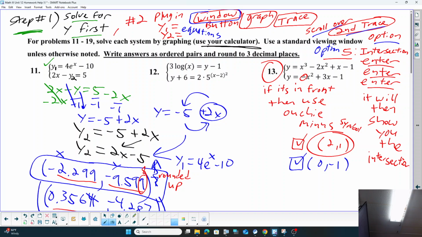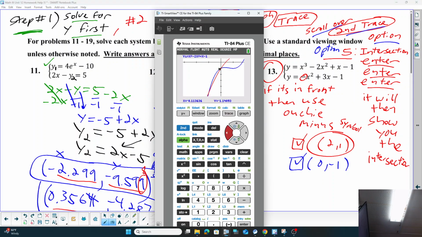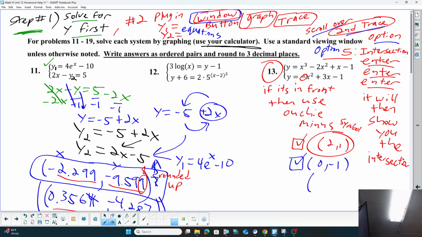Boom. And then our last one looks like there is one down here. So we'll go second calc, intersection, and we'll enter, and then first curve enter, second curve enter, third curve enter, boom. -1, -5 is another intersection.